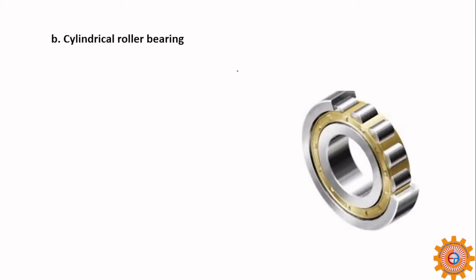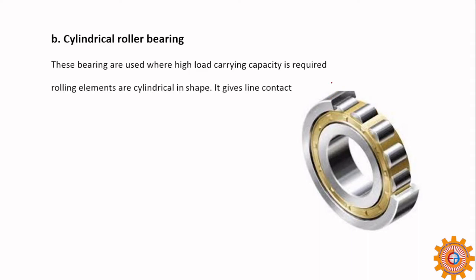Next one is the cylindrical roller bearing. So in this also we have an outer race, inner race, and also a cage, but here the rolling elements are cylinders, small cylinders. In the case of a ball bearing, we use spherical balls. So these bearings are used where high load carrying capacity is required. Okay, so this gives a line contact.